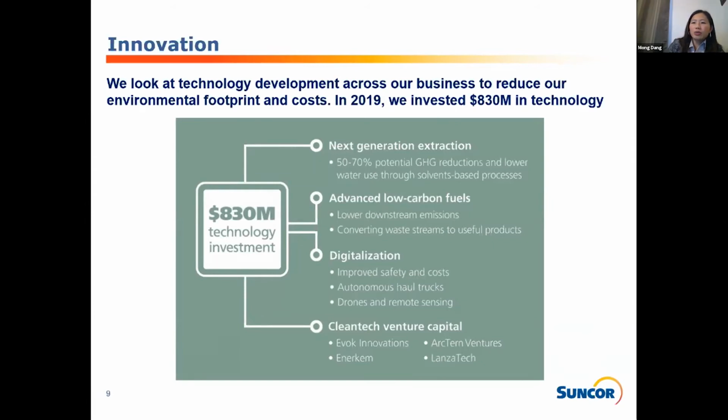In 2019, we invested $830 million in technology. In the same year, we completed the first cross-Canada network of 50 fast-charging electrical vehicle chargers at Petro-Canada stations. Examples of digitalization investments are autonomous haul trucks, drones, and remote sensing. Now, I'll dive deeper into 2 examples of these investments and advancement of AI, starting with autonomous truck systems.